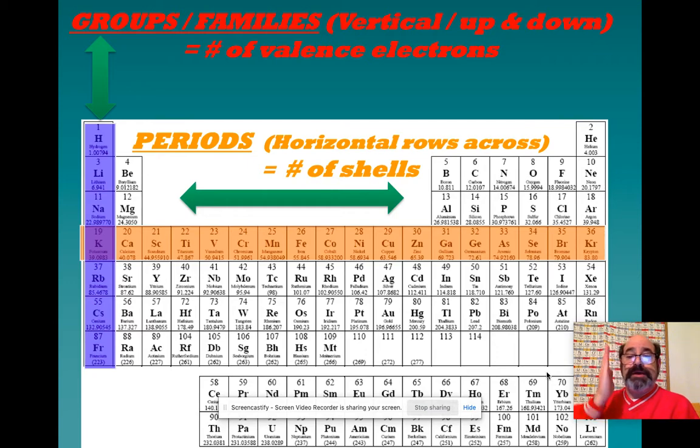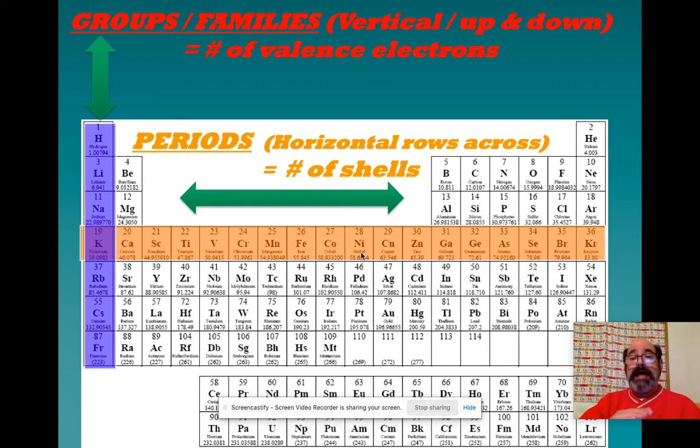So, number 1, we got groups and families. Groups go up and down. Those are the vertical columns. They all have the same number of valence electrons. Everyone in the first group has 1. Everyone in the second group has 2. Skip these troublemakers in the middle. 3, 4, 5, 6, 7, and 8. 8, octet, full shell.